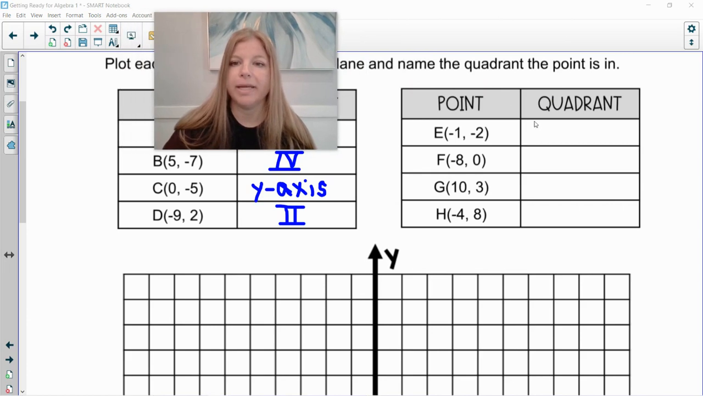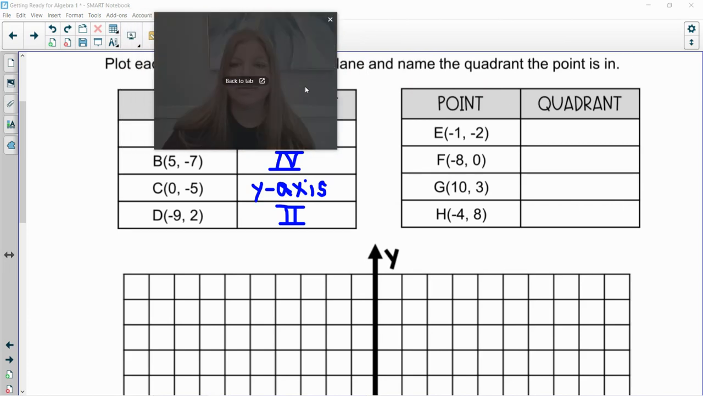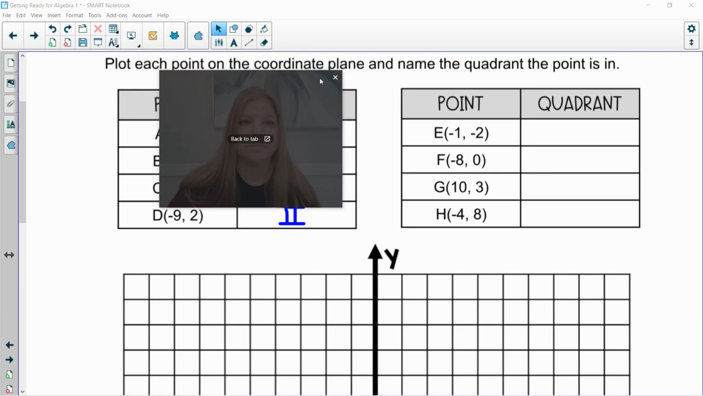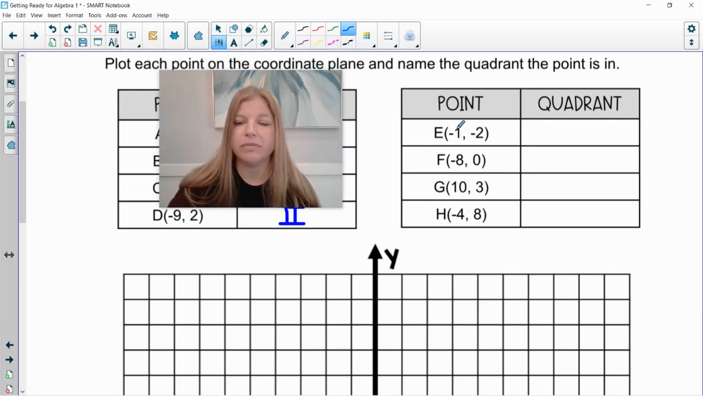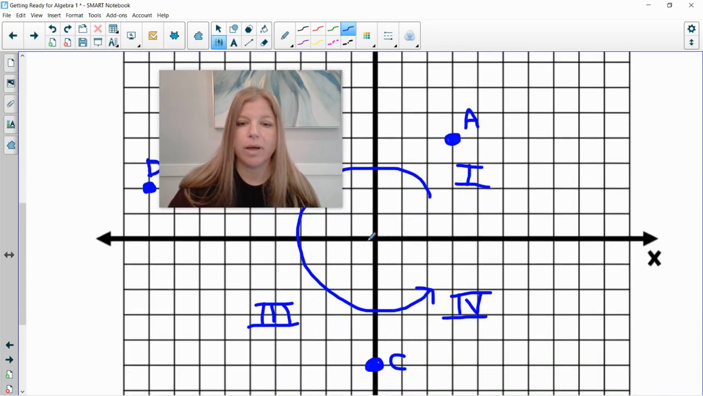Over here on the right, point E is at negative 1, negative 2. So I'm going to go down to negative 1 on the x-axis, negative 2 on the y-axis. Okay, so negative 1 on the x-axis and then down negative 2 on the y-axis. This is at negative 1, negative 2. That's point E. I can see that point E is in quadrant 3.